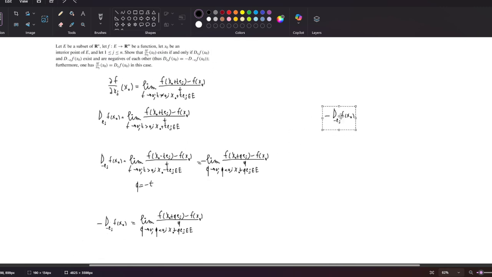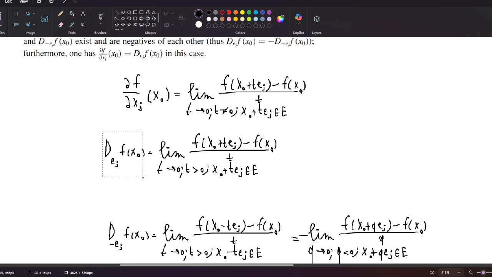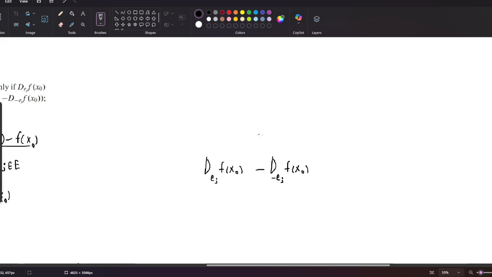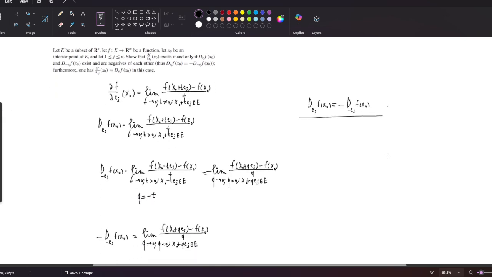So if both D ej of x0 and minus D minus ej exist and they're equal, then the two-sided limit is supposed to be defined. Cool, right? Okay, that's it.